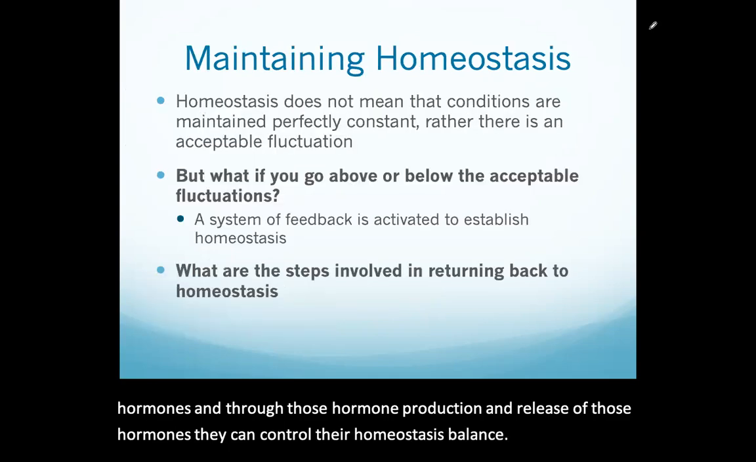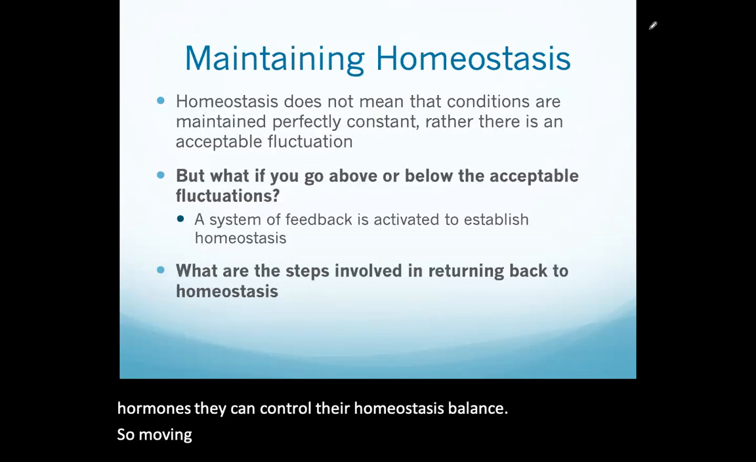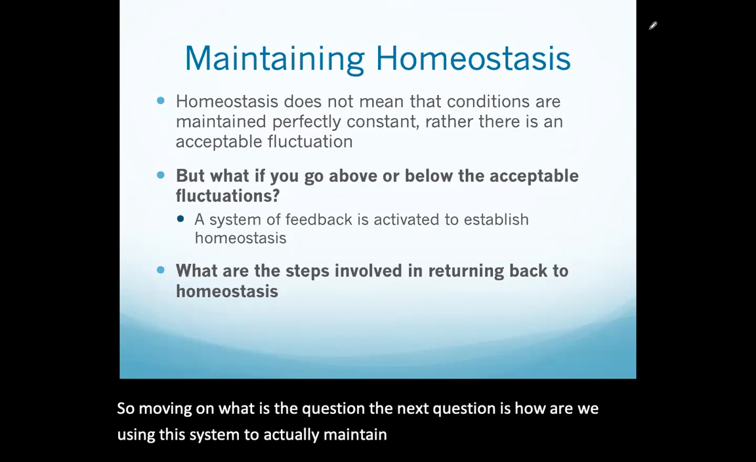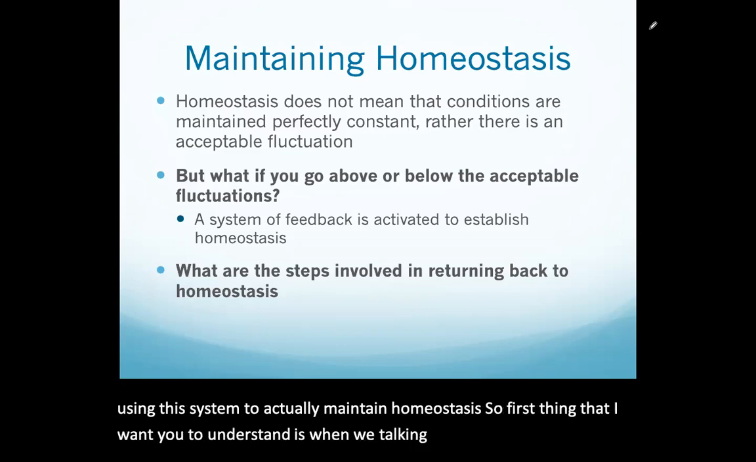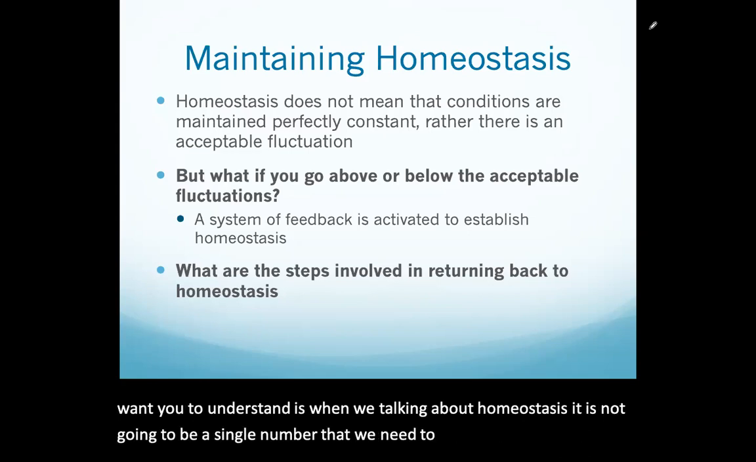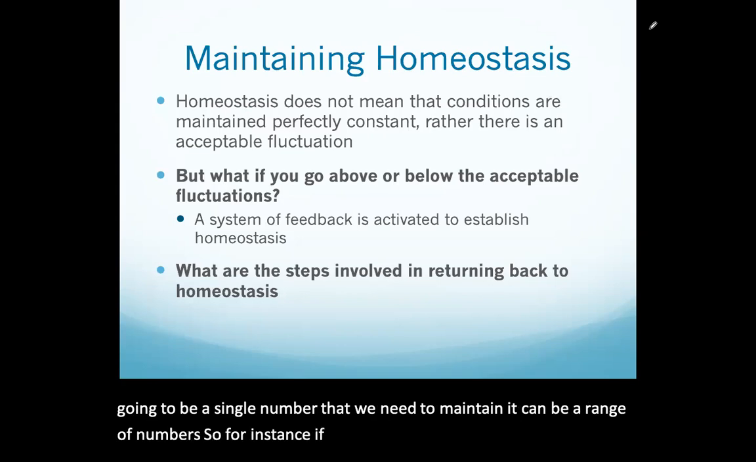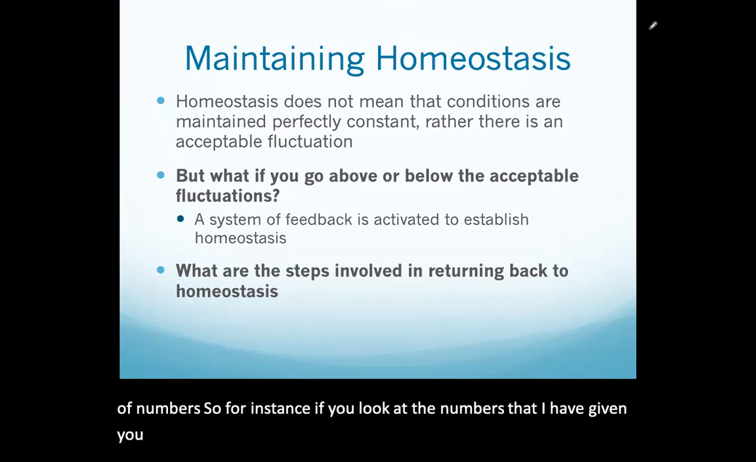Moving on, the next question is, how are we using this system to actually maintain homeostasis? The first thing I want you to understand is that homeostasis is not a single number that we need to maintain. It can be a range of numbers. For instance, your heart rate was 60 to 100 beats per minute.